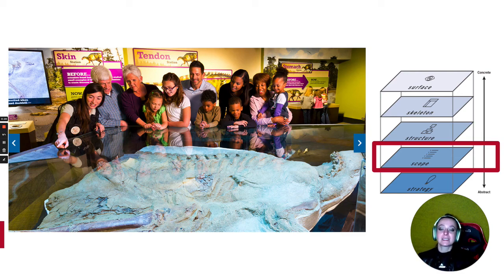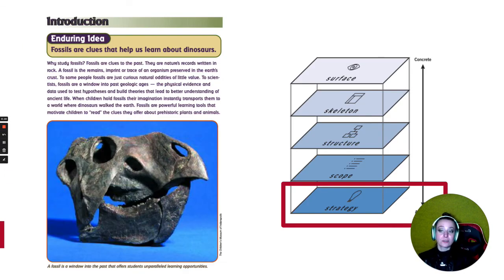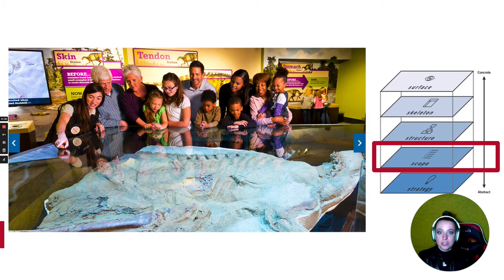So if we want kids to learn that fossils are clues that help us learn about dinosaurs, and we want them to learn what's a clue and how do you look at it and how do you extrapolate meaning from it, what should they be doing inside this exhibit? Should we just fill it with a bunch of cool dinosaurs, or should we have other stuff? And so the scope is the features and functions.